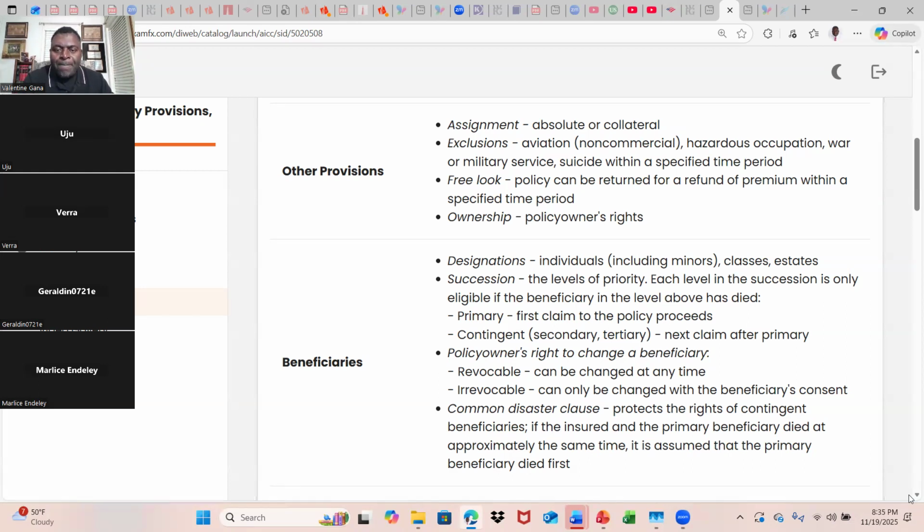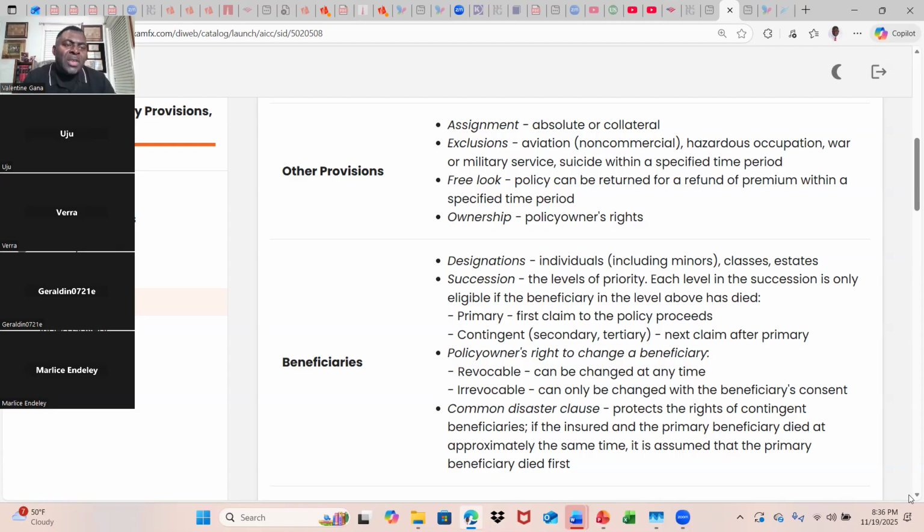Okay. Now, a policy has ownership rights. Those ownership rights include the right to pay the premiums, the right to assign the policy, the right to transfer ownership. If it's a policy that accumulates cash, the right to withdraw cash, the right to take policy loans, the right to increase the face value of the policy. All of those are ownership rights.